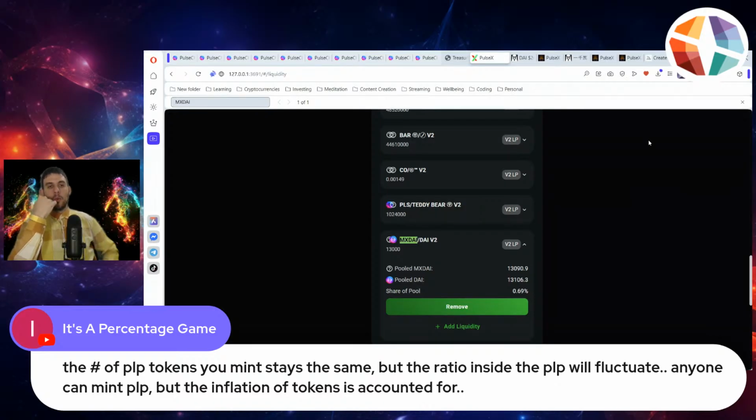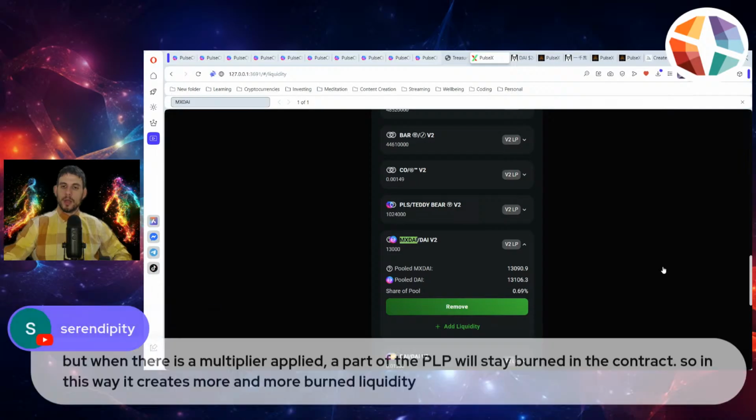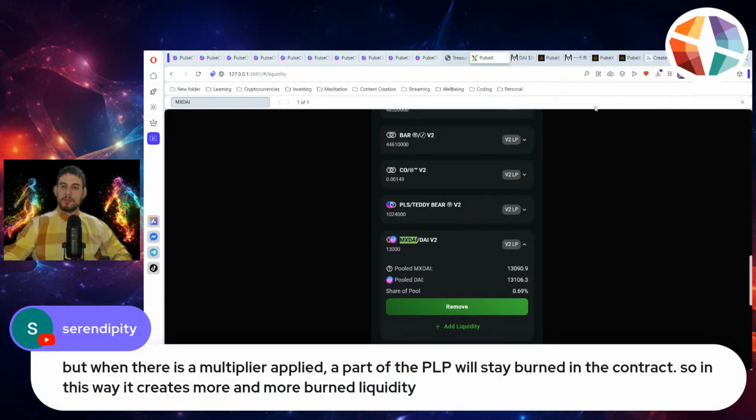Okay, but then when you're getting fees inside of that LP, does that mean your PLP is going up though? Because the PLP that I have in my wallet is different to the two numbers that I just added up. So unless that is what's fluctuating it. But when there is a multiplier applied, a part of the PLP will stay burned in the contract. So in this way, it creates more and more burned liquidity. Right. Yeah.